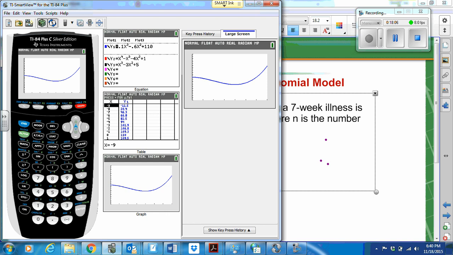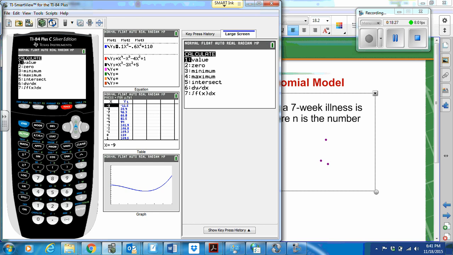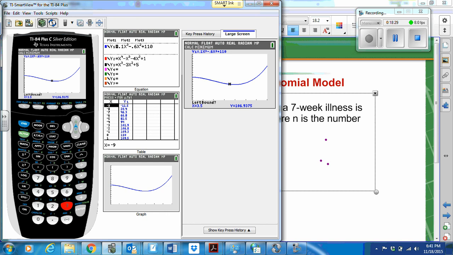So where would you say it looks like the patient hit their minimum weight? If we look at week 1 is here, 2 is here, 3, 4, 5. It looks like around week 5, the patient hit their minimum weight. But let's go ahead and calculate it and see. So we press second calculate, and we're going to calculate and find this patient's minimum weight.